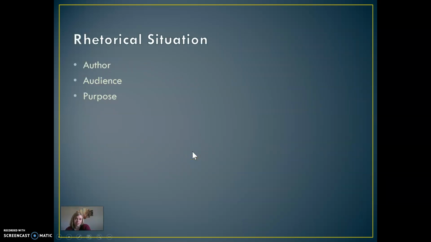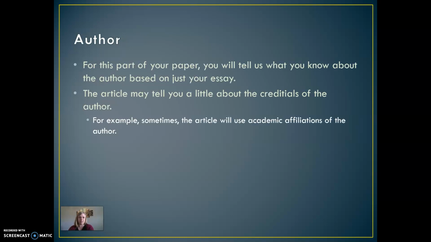So rhetorical situation. Whenever you're looking at an article, you want to look at the author of a piece, the audience of a piece, and the purpose of a piece. And when I say that, right now you're not even analyzing the author that much. You're just seeing who they are. So let's talk about this. For your paper, you are going to see who the author of an article is and basically only tell us what you know about them based on your essay. You're not judging them at this point. You're just telling me who they are.